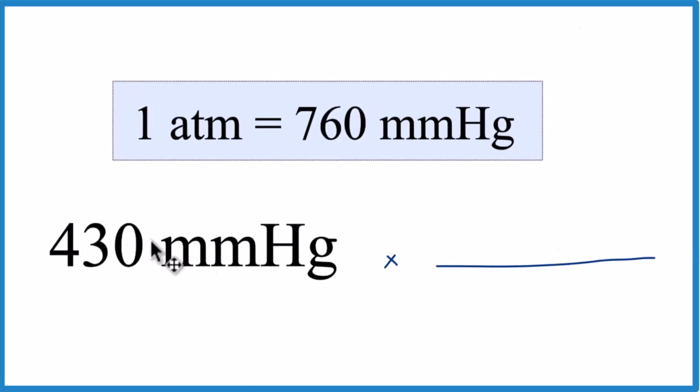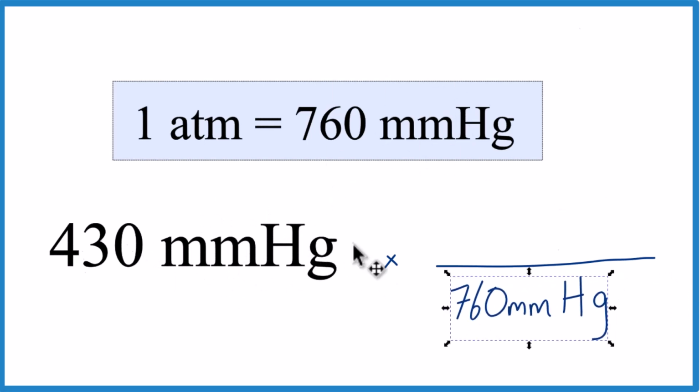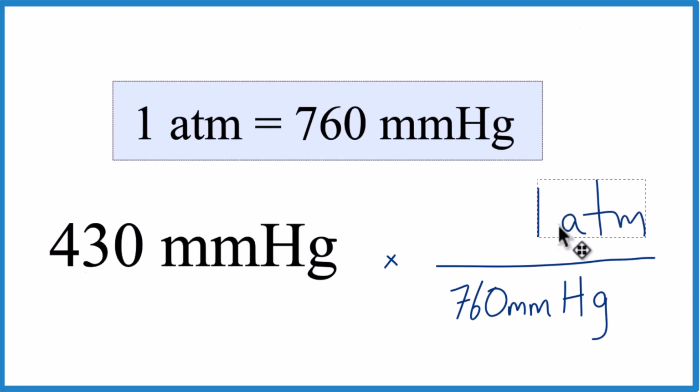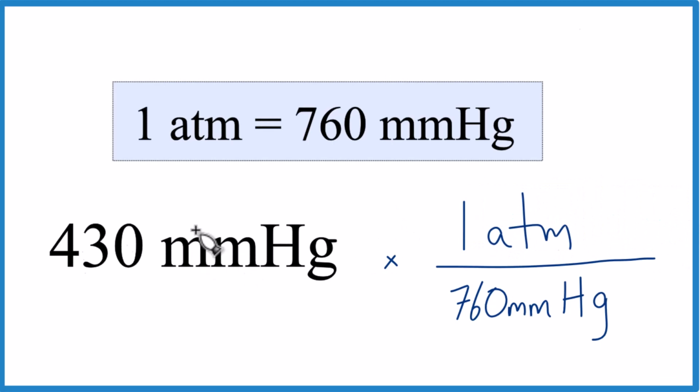Since we have millimeters of mercury on the top, we're going to use 760 millimeters of mercury on the bottom. That way these will cancel out. Then we'll put our 1 atm up here on the top. And now when we multiply 430 millimeters of mercury times the conversion factor here, millimeters of mercury cancels out, and we're left with atmospheres. That's what we're looking for.